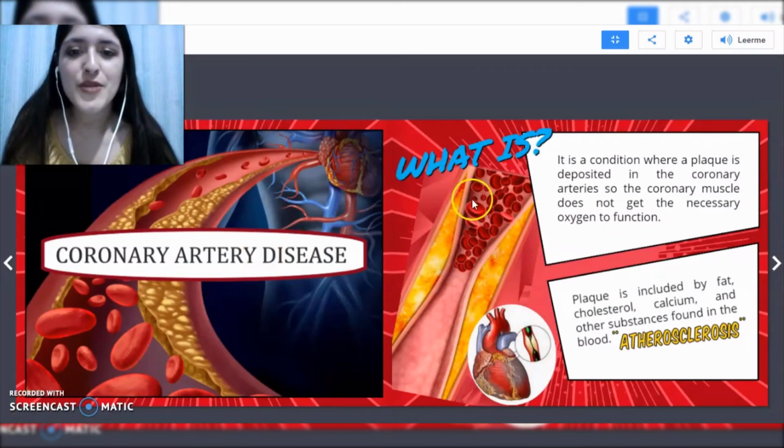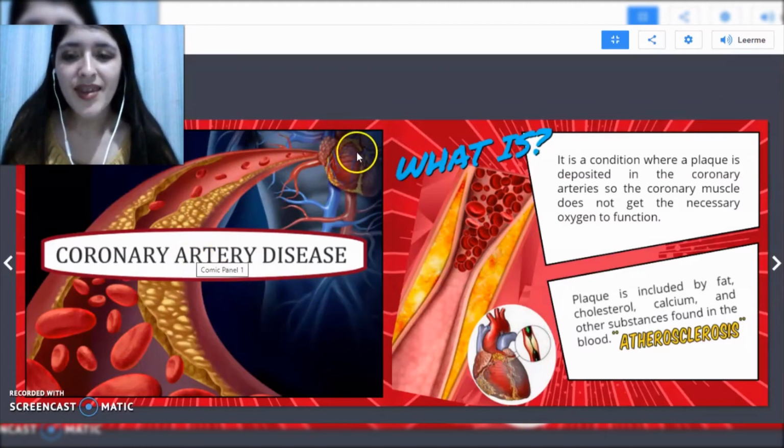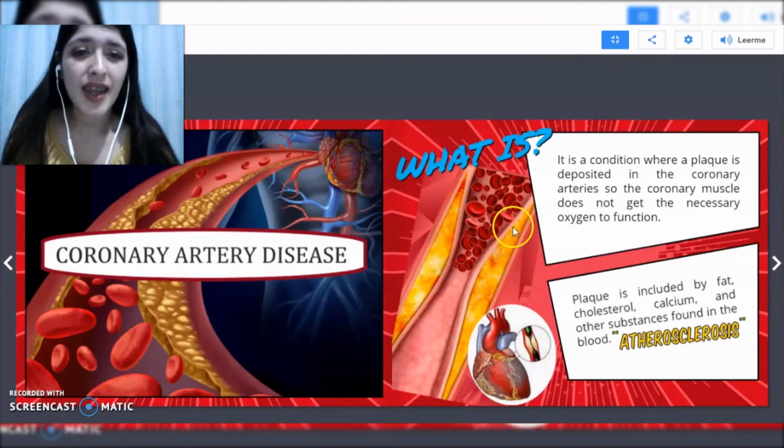It happens when a plaque obstructs the passage of the blood to the heart muscle, and it cannot get the necessary oxygen to work. This plaque is called atheroma.